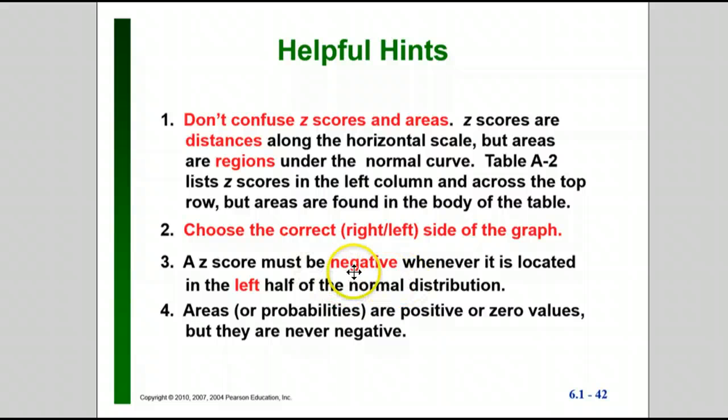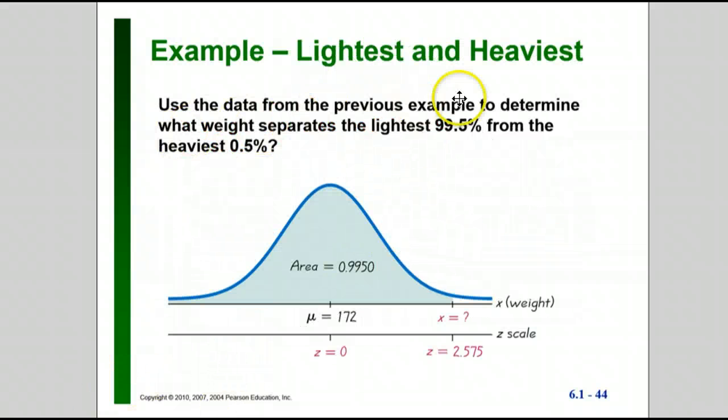And then your z-scores have to be negative when appropriate. A sign error is not like a partial credit here. A sign error is huge. You're going to be on the wrong side of the mean if you don't have a negative when you need one. And then all your areas and probabilities are positive or zero. They can never ever be negative. Remember the probabilities, a negative probability doesn't make sense. So using the data from the previous example is the mean weight of men.